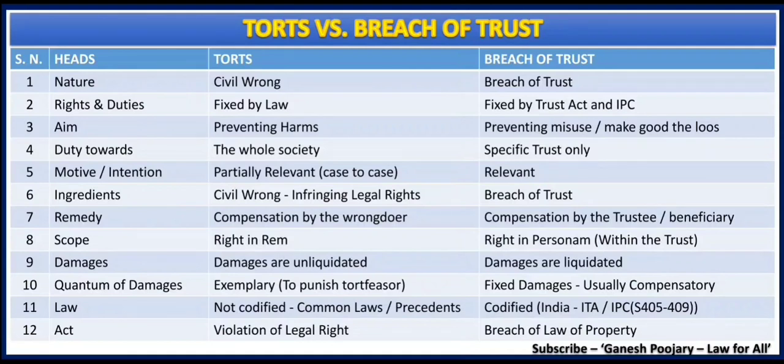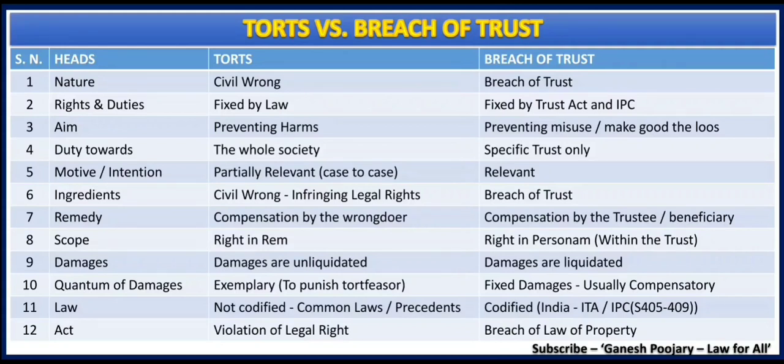The seventh head is remedy. Who is paying the compensation? In the case of torts, compensation will be paid by the wrongdoer or the tortfeasor, whereas in breach of trust, compensation will either be paid by the trustee, or if it is breached by a beneficiary, then the beneficiary will bear the loss.